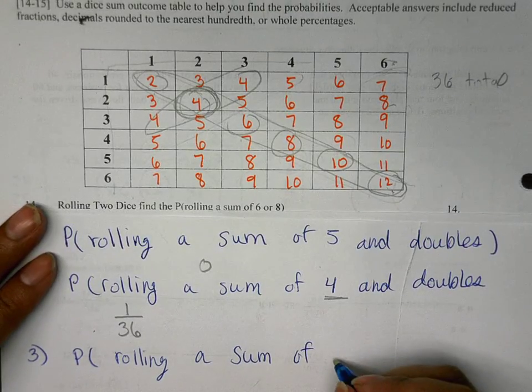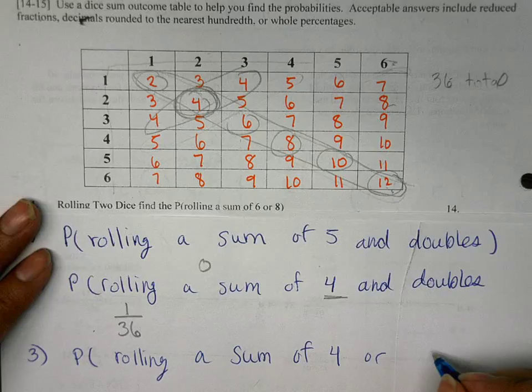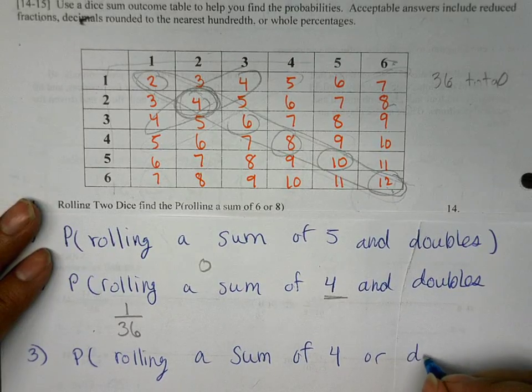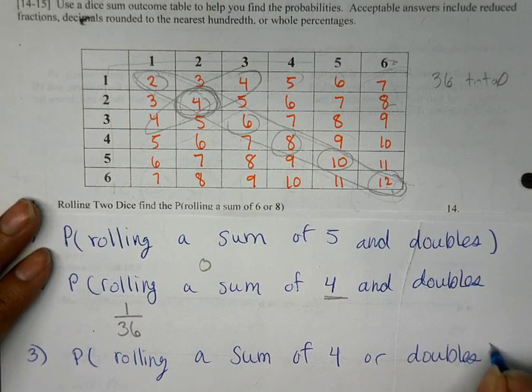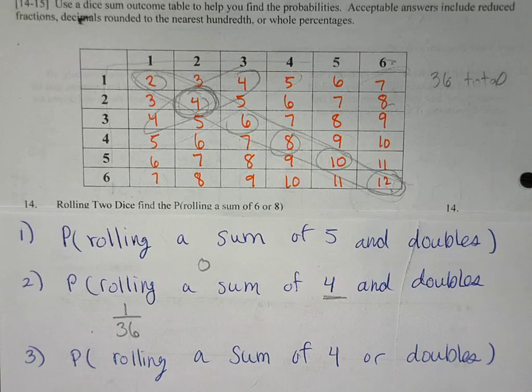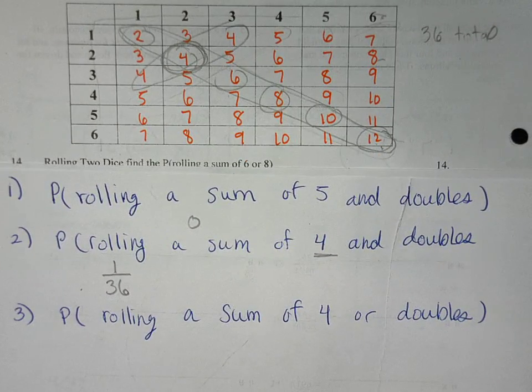It's like I keep forgetting how to do given problems. I don't really know how to do given problems. So review those. Okay. Probability of rolling a sum of 4 or doubles.